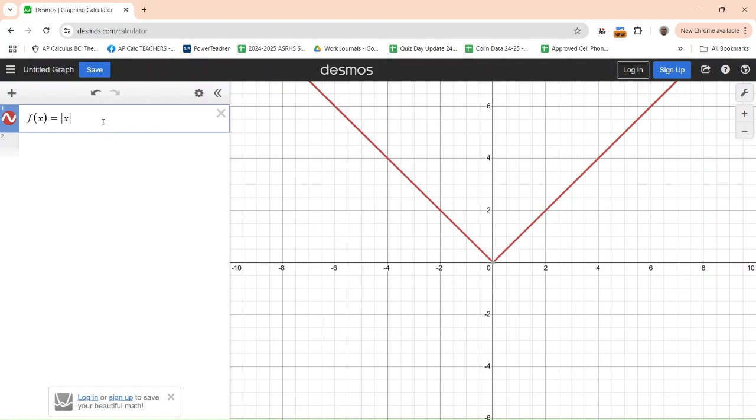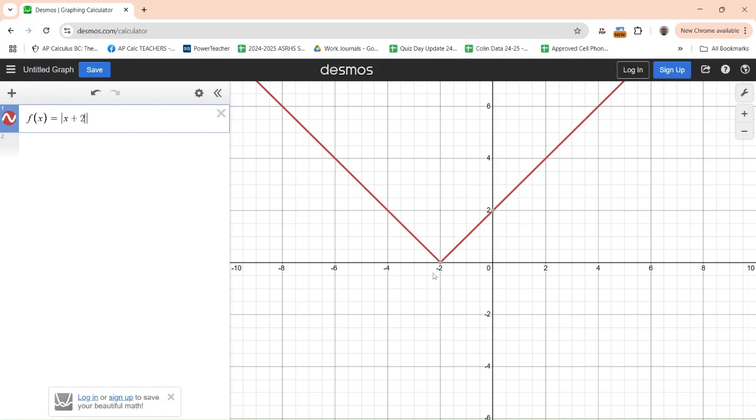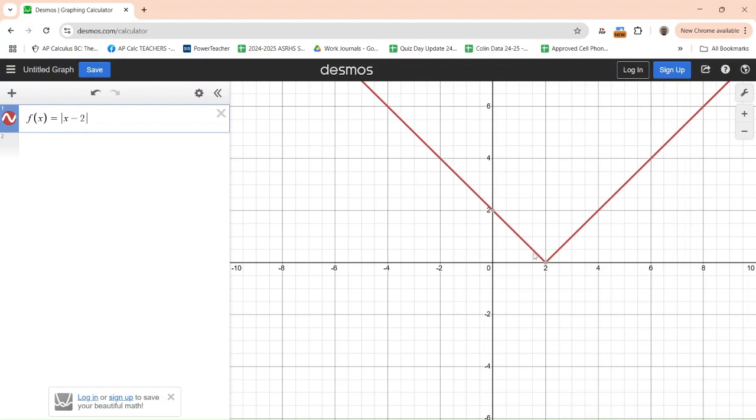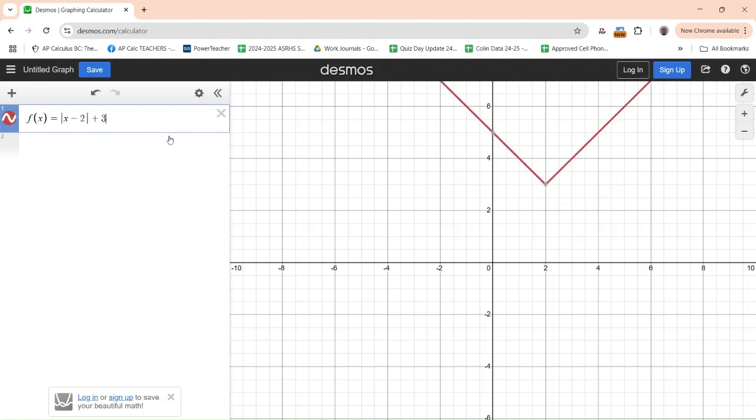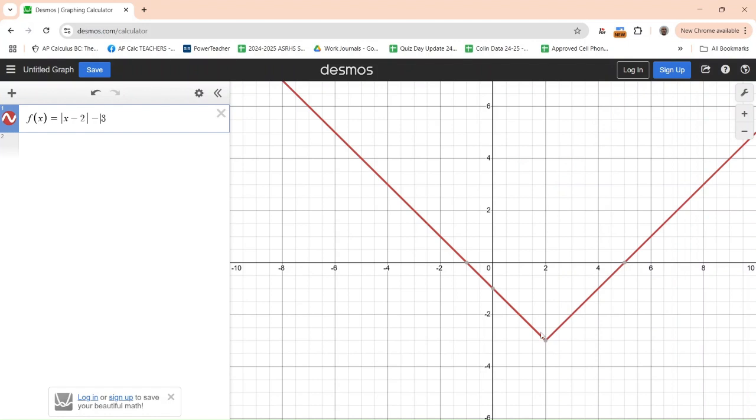So let me see what happens if I first add something inside there. Like let's add 2. Oh, it looks like we shifted things 2 to the left. That's interesting. I thought it would go to the right, but it went to the left. Now, if I subtract that same number, now we're going 2 to the right. Very interesting. And then let's say that I keep that 2 in there, but let me add something outside now. Let me add like a 3. If I add a 3, it looks like that is shifting things up by what I added. And if I subtract a 3, now we're shifting down by 3. So that's kind of neat.